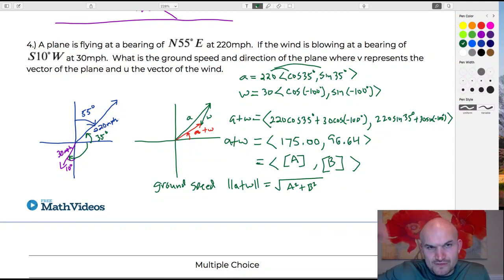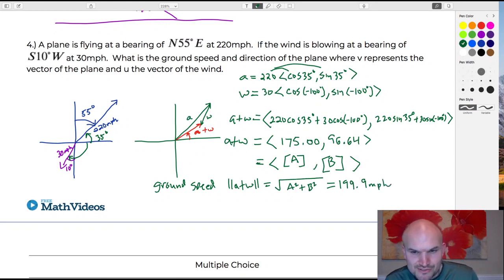Because, obviously, if you have wind going against the airplane, it's going to go slower, unless they're counteracting, it's going to be slower. So I'm just going to say 199.9 miles per hour. I didn't clarify what to round to, so I'm just going to round to the tenth here. Now to find the angle or the direction, I need to figure out what this angle is, and let's call this angle theta.